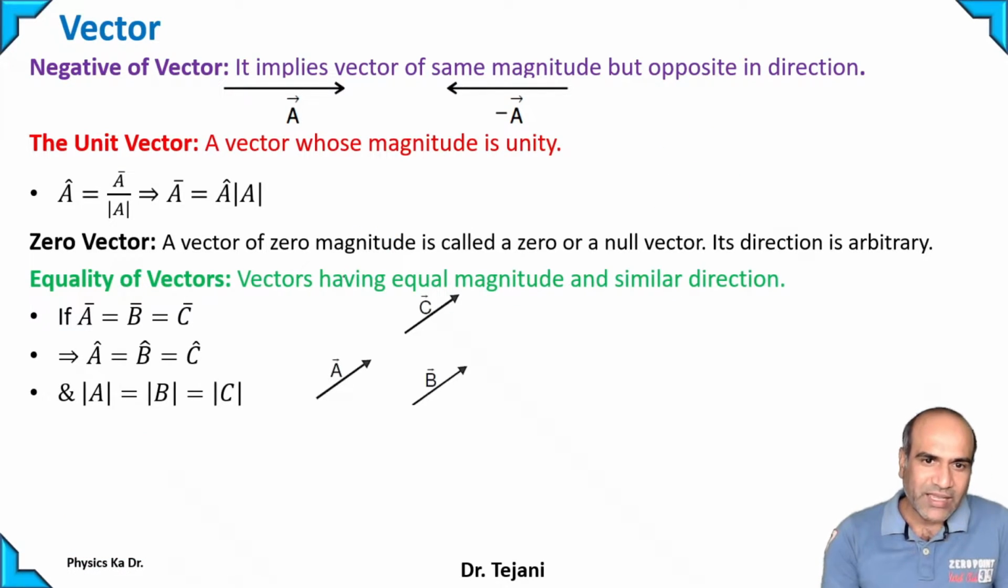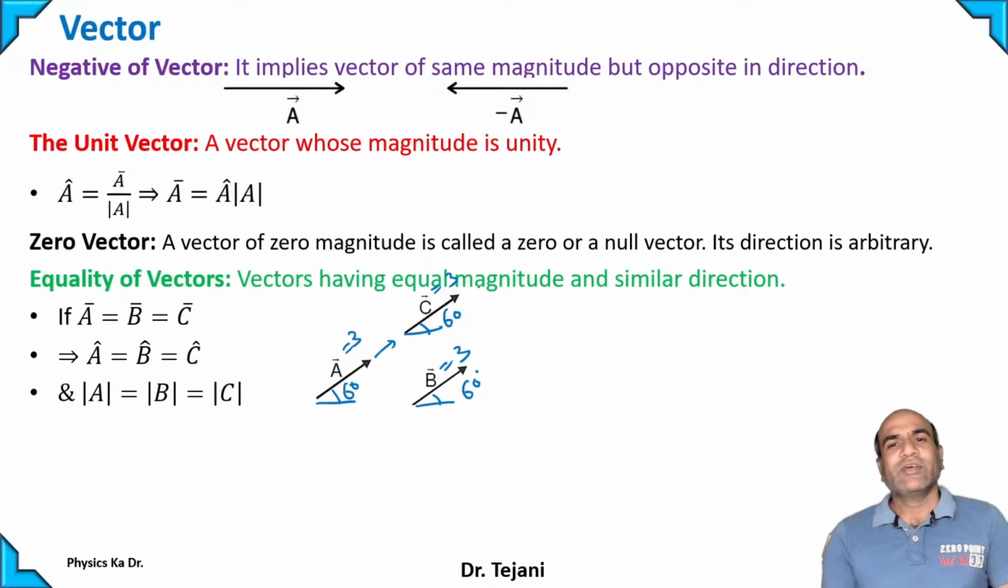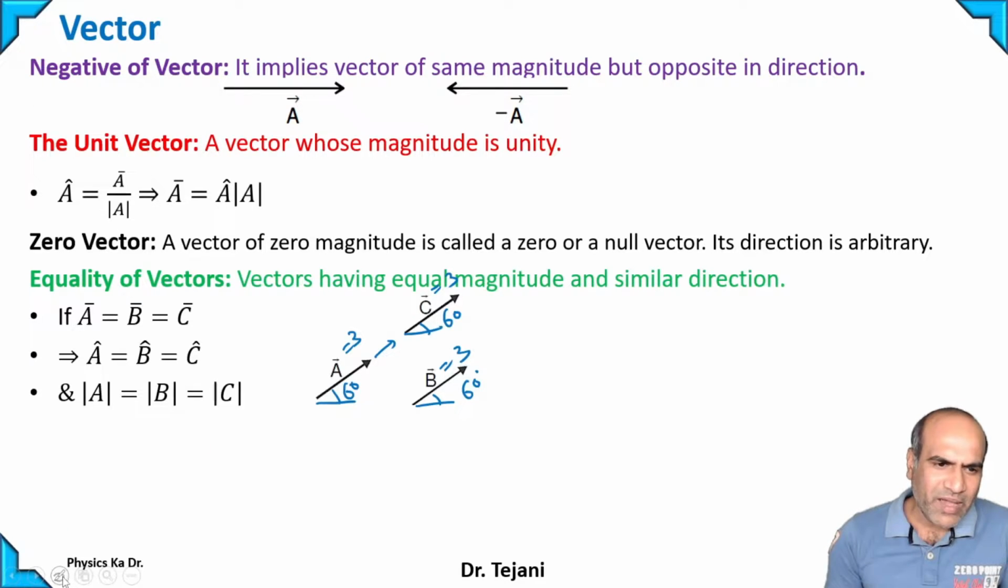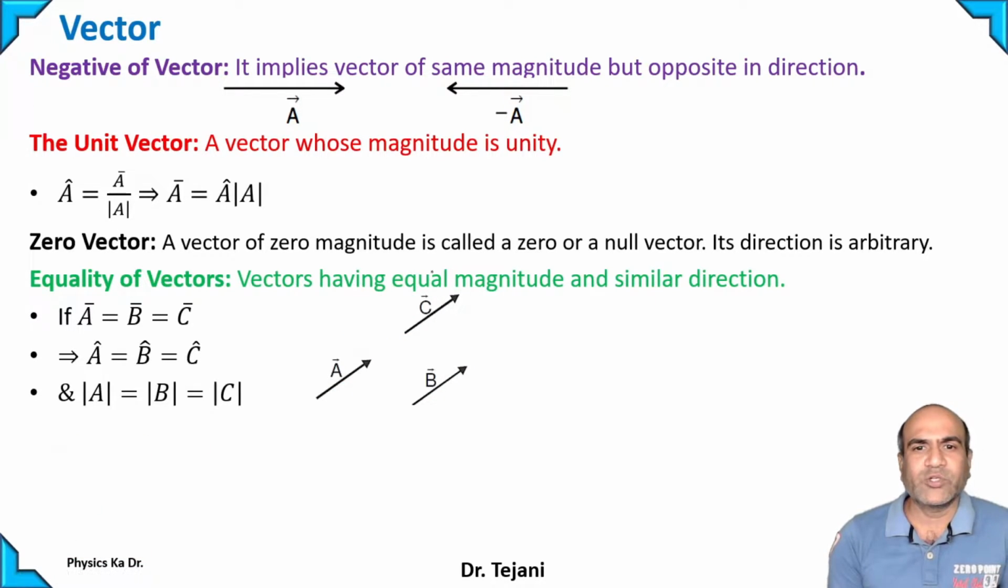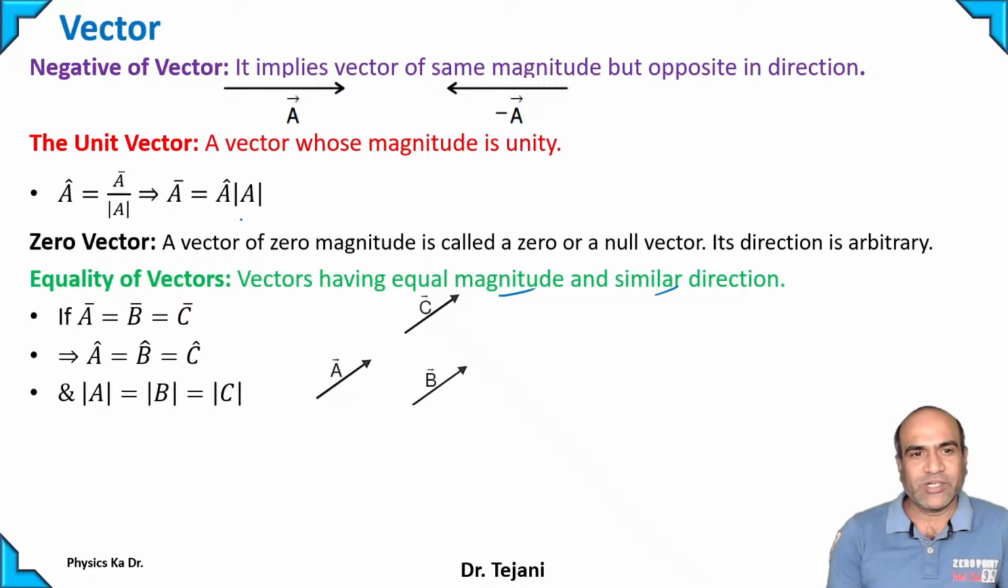So say for example, A is having 60-degree angle with X, C is having 60-degree angle, B is also having 60-degree angle with X, and A is having magnitude 3, B is having 3, C is having 3, right? So in this case, it seems like parallel, that is okay, but two things should be there. One is magnitude and second is direction should be the same. There should be no difference in terms of magnitude and direction. In this case, we can call vectors are equal.